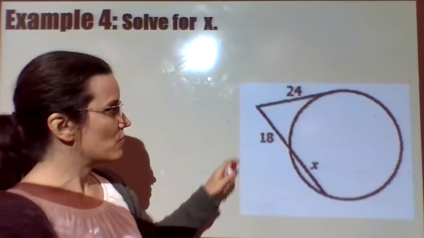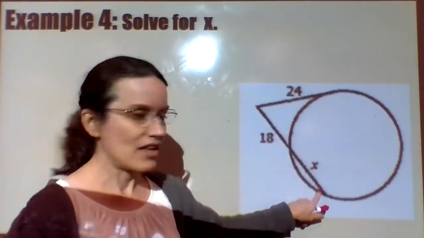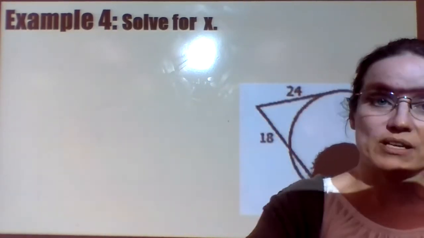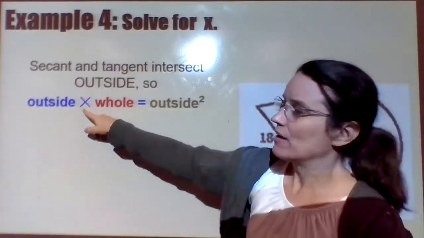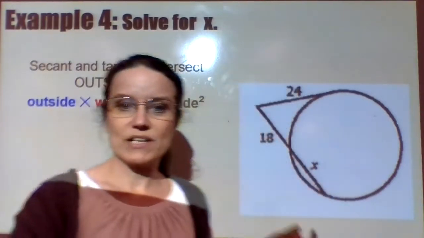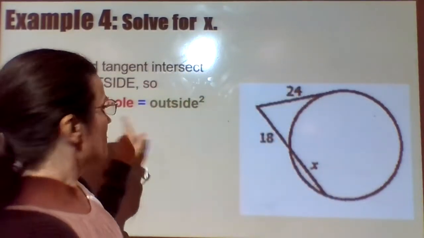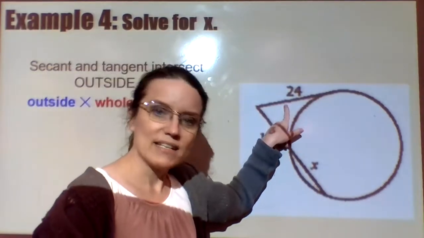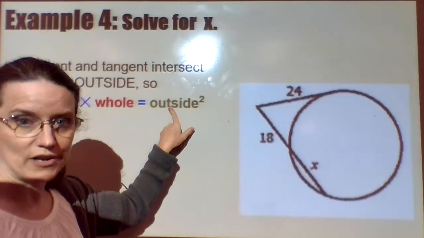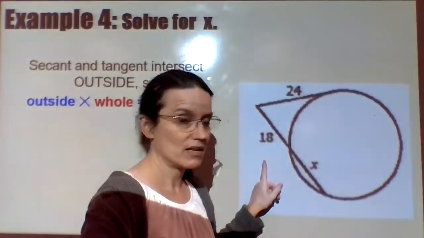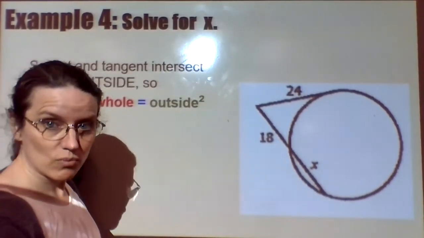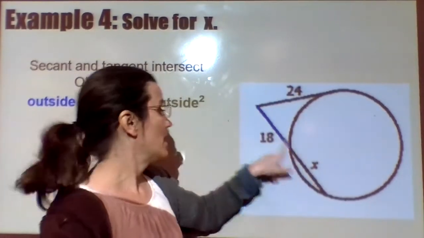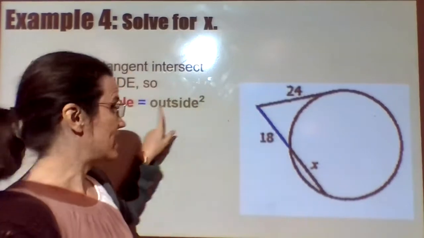So for example 4, I have another tangent and another secant. And let's figure it out. So since I have an outside intersection, I'm going to use the formula that's going to say outside times whole equals outside times whole. And in this case, my outside times whole, well, the tangent, the outside, is the whole thing, so you get outside squared. Let's set up our parts. So I need my outside part of one of my segments first. So I'm going to use that one to be 18. Then I need a whole segment.